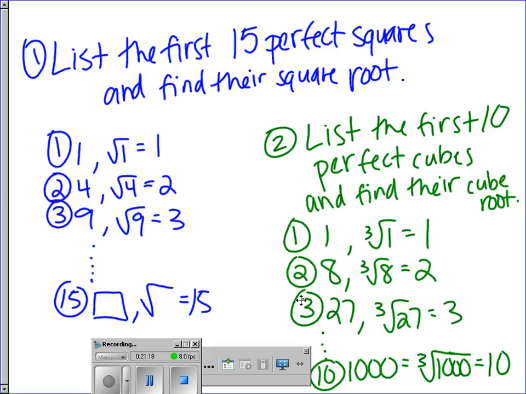So we're doing the first 10 perfect cubes and finding their cube root, and the first 15 perfect squares and finding their square root. You have about 20 minutes left of class to work on that, so you should be able to finish.